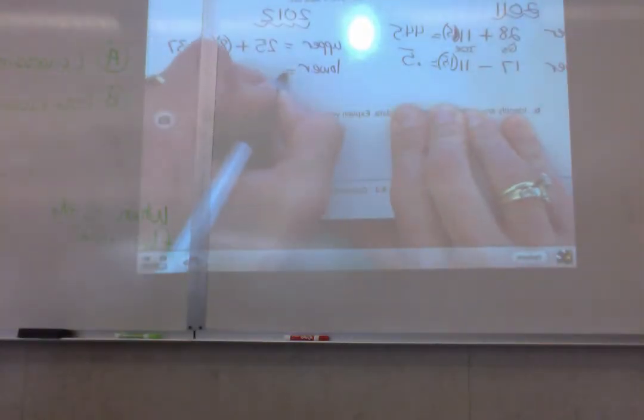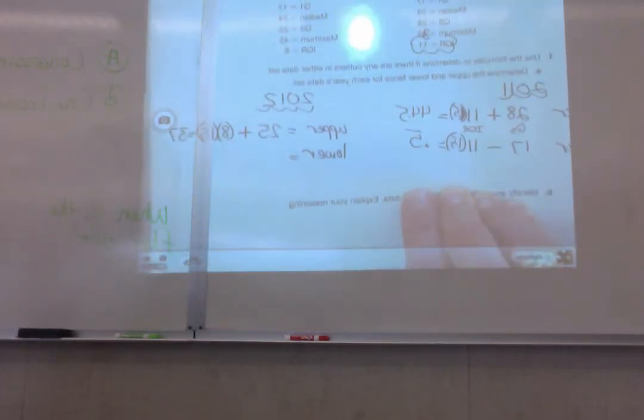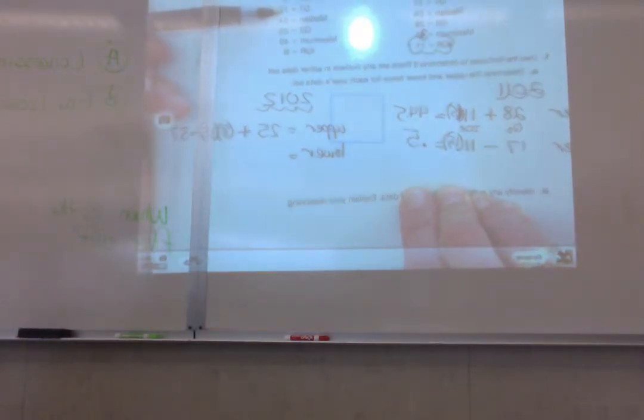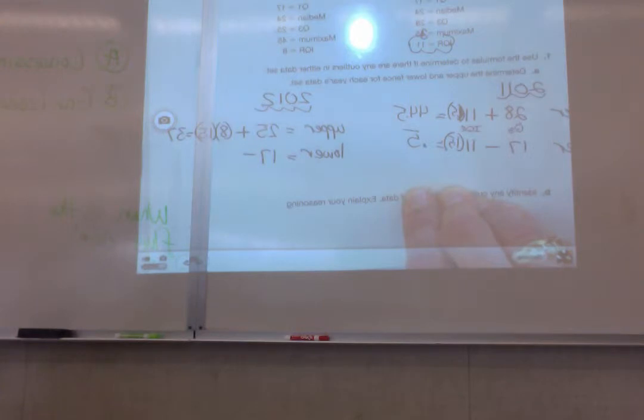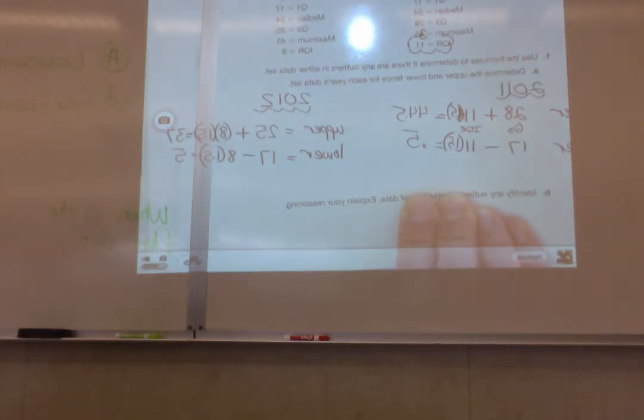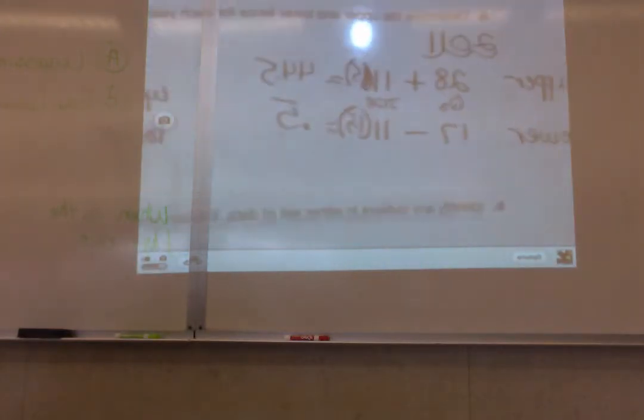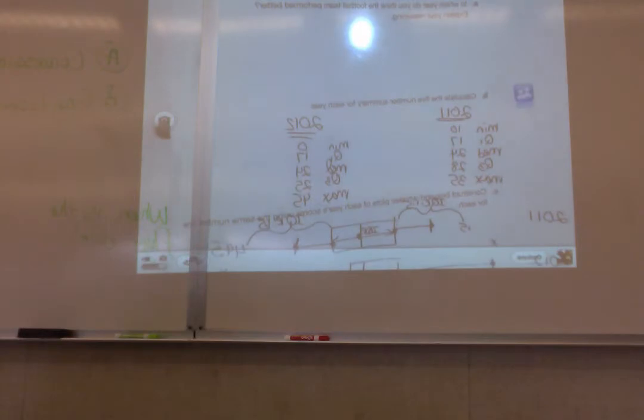Okay, lower fence. We've got to go find Q1. This is the bottom edge of our box, 17. And we're looking down less than that. That's why this is a subtract. But again, 8 times 1.5. So lower fence goes down to 5. Okay, so let's go ahead and bring that back over to our box and whisker.